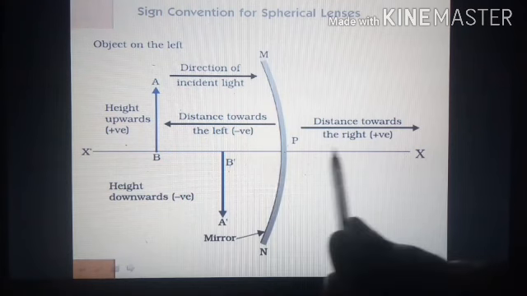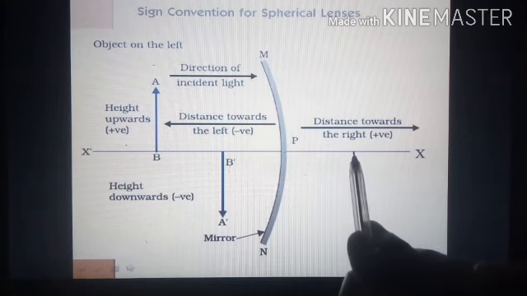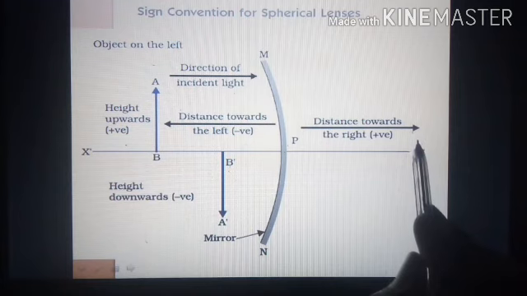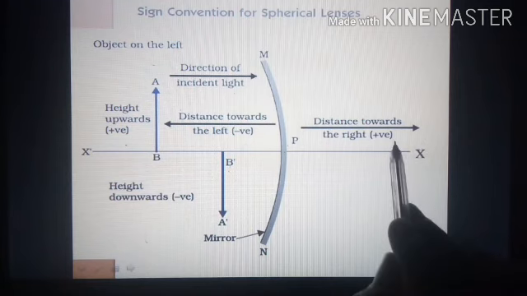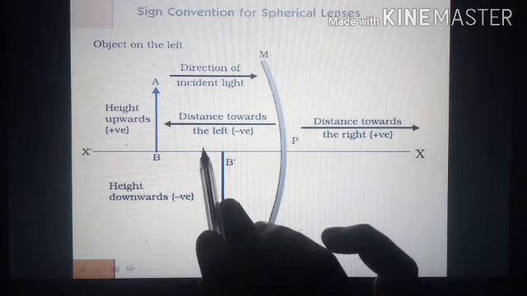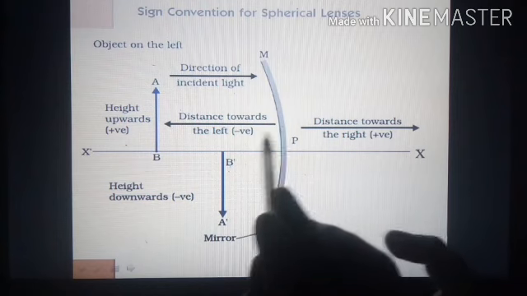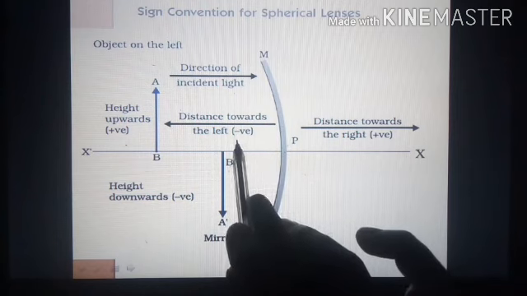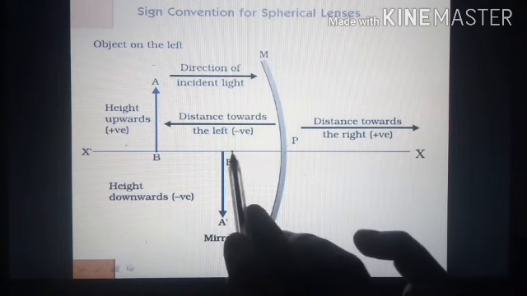And if the image is formed on the right side of the lens, then v will be positive. Suppose for virtual images, they form on the same side, the left side of the lens, so the image distance v will always be negative.